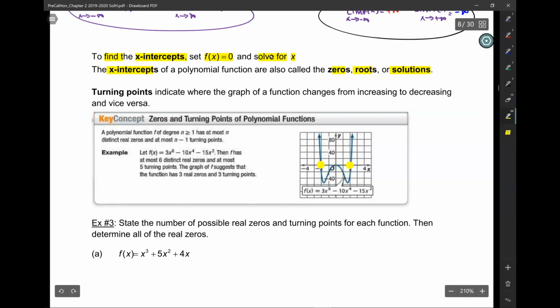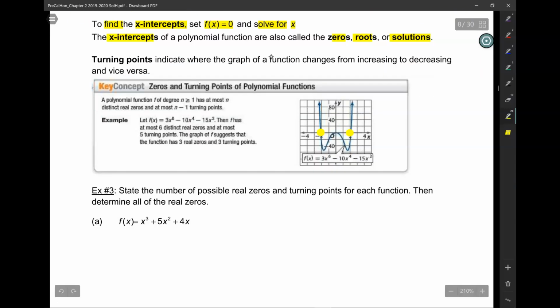Because how do you find x-intercepts? F of x equal to 0. You set f of x equal to 0. What's another word for f of x? Y. So those are all the points where the y value is what? 0. And when the y value is 0, what is the graph doing? Crossing the x-axis. You see how it all fits together? It all fits together.